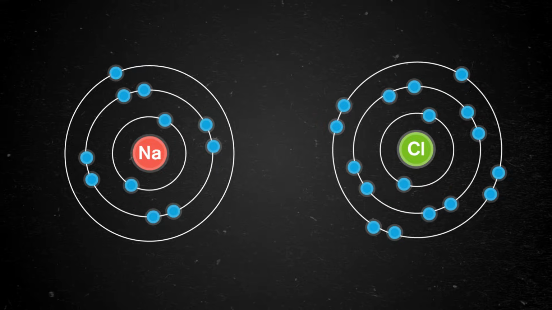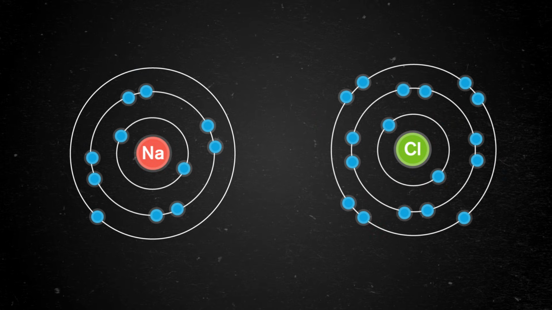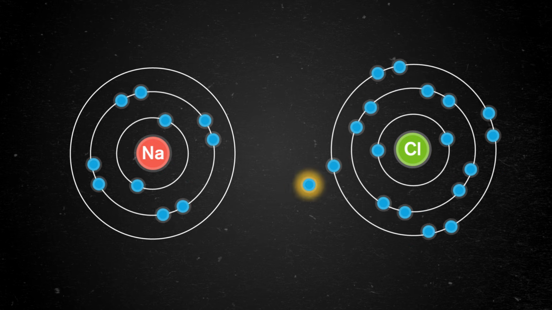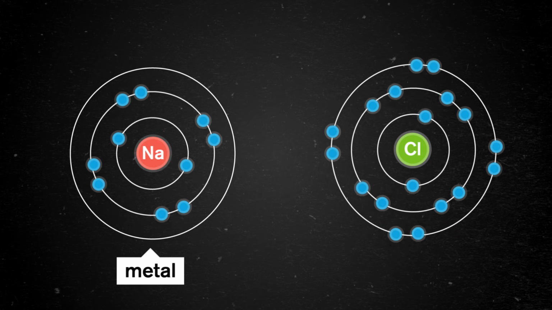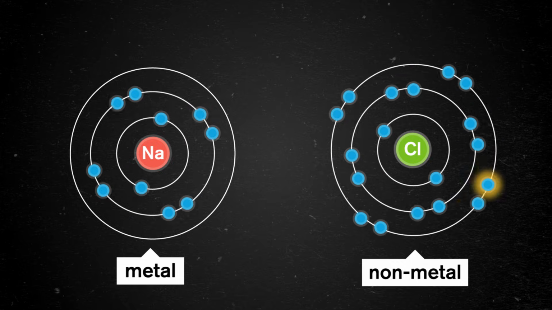For example, take the ionic compound sodium chloride, or table salt. The bonds between the atoms in this compound, rather than sharing electrons, form by transferring electrons. One atom, often a metal, loses an electron, and the other, often a nonmetal, gains one. So they become electrically charged ions.